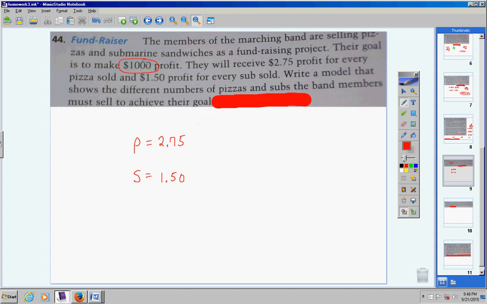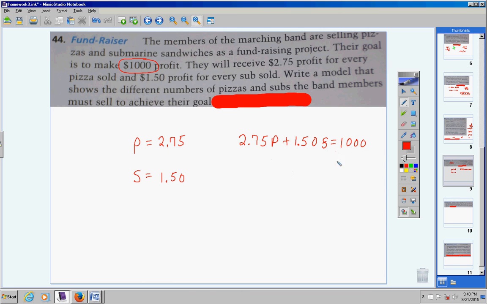$1,000. Well, guys, that's easy. You take 275 times every pizza that's sold, plus you take $1.50 times every sub that's sold. I'll put a line here so you won't think it's a 5. And that has to equal how much? And we're done. That's a model.